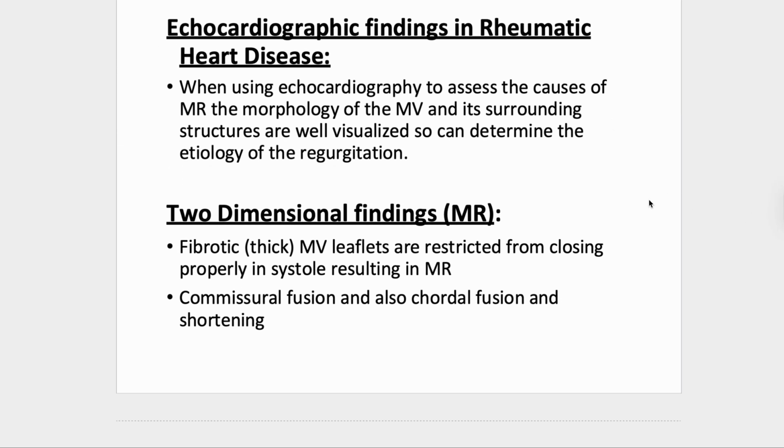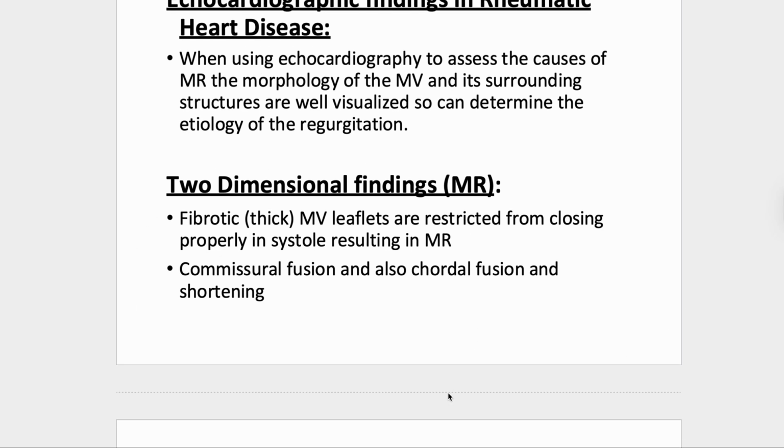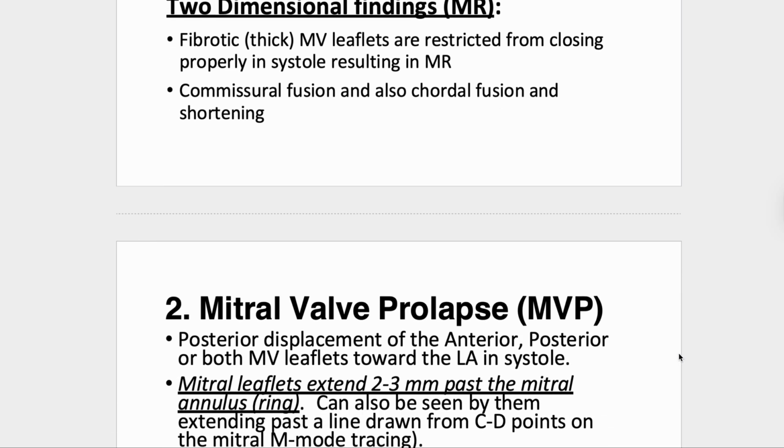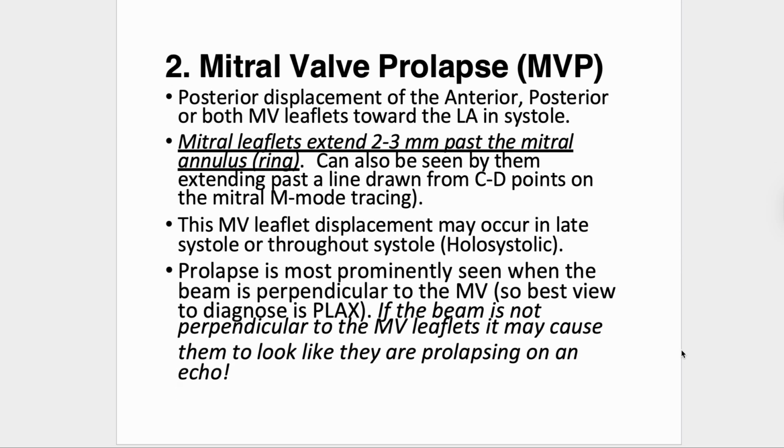Echo findings. You may be able to see some things that will clue you into there being rheumatic heart disease. Thick MV leaflets, right? Very bright, echogenic, my apologies, leaflets, right? Very echogenic compared to the rest of the heart on echo. That is a sign as well. Commissural fusion, the chordae fusion, shortening of all of these things will be signs of rheumatic disease.